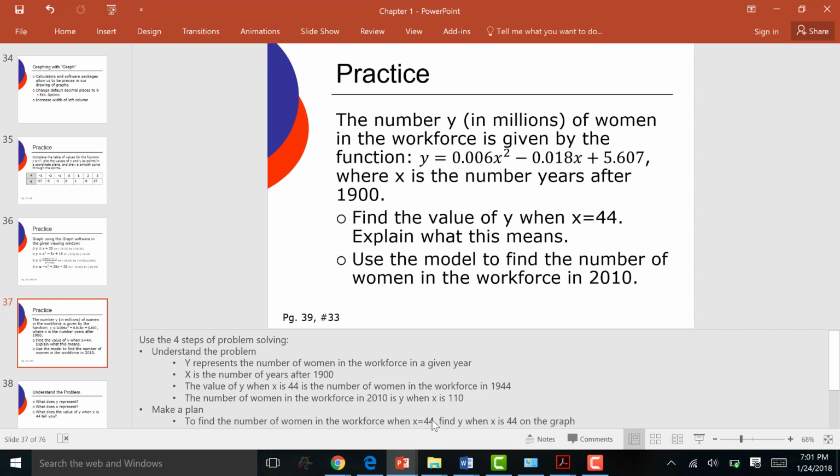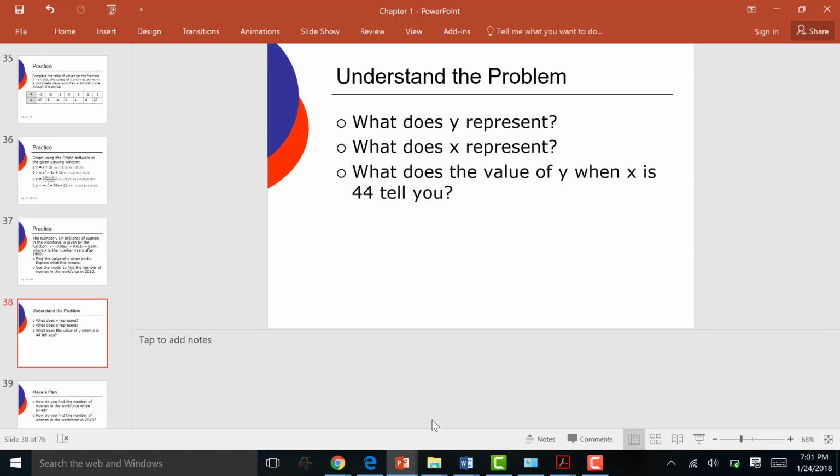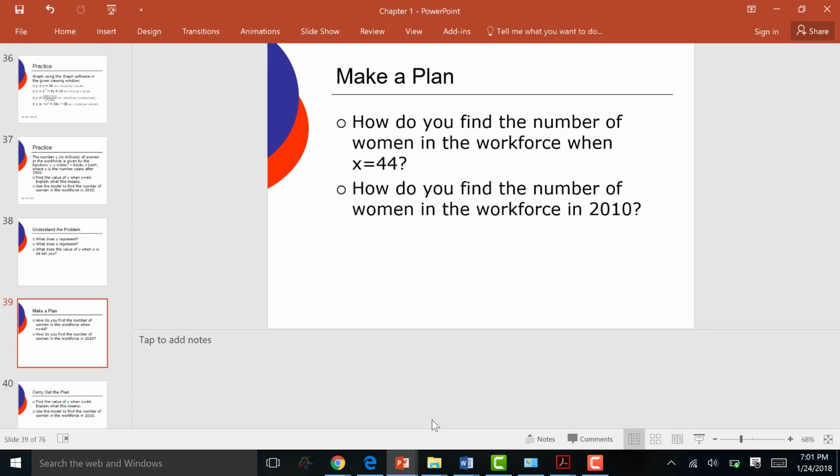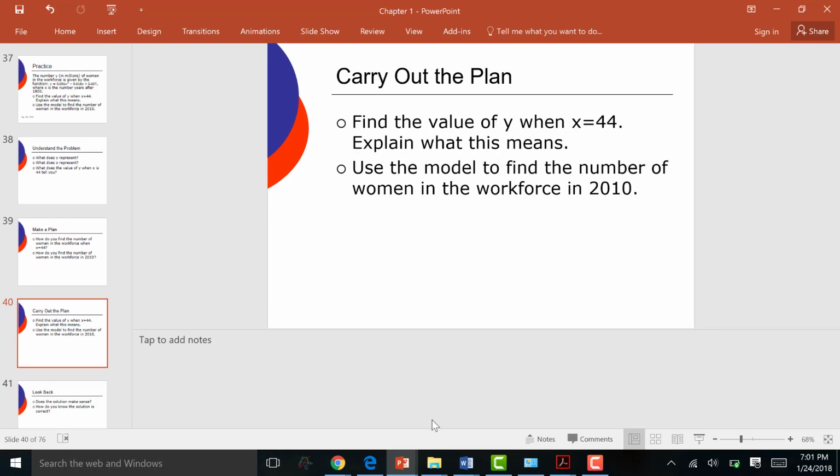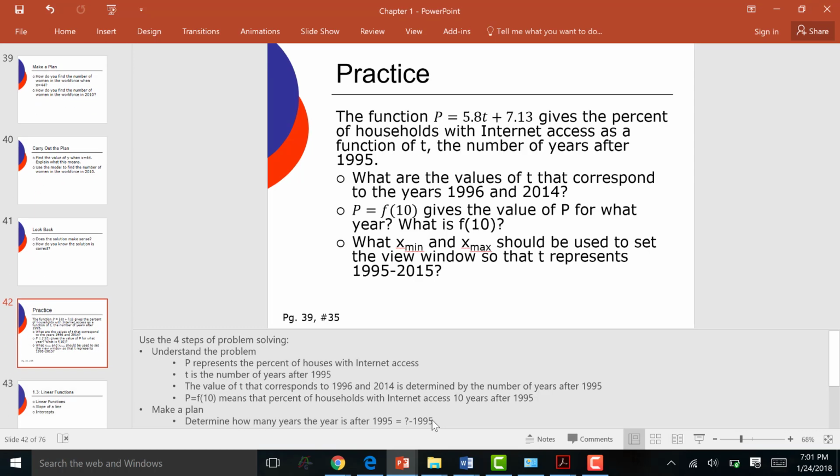All right, you good? I'm asking because in the next slide, did you understand what Y meant? Yes. What did it mean? Millions of women working. How many millions of women were in the workforce? What was X representing? Number of years after 1900, and then of course we plugged it in and figured out what that was. This is asking us the same thing again to make sure we understood what we did. Those previous slides just keep asking us again and again, do you understand?